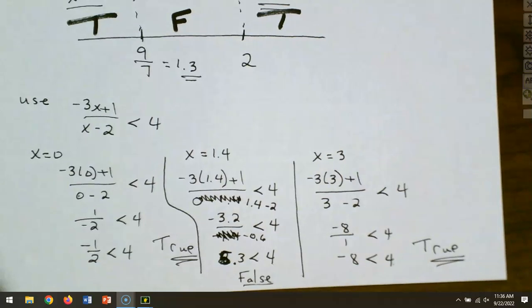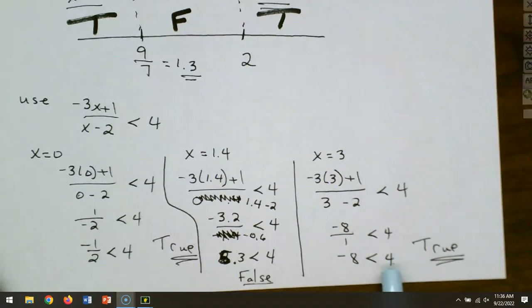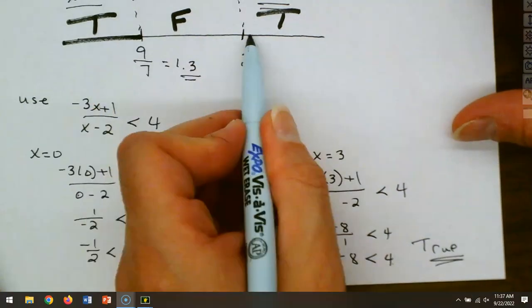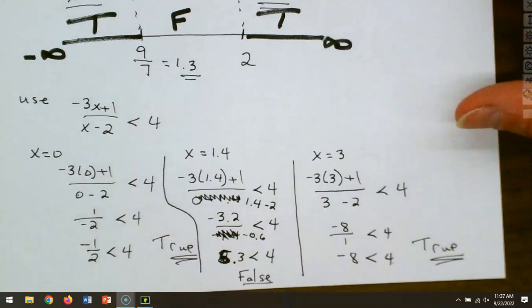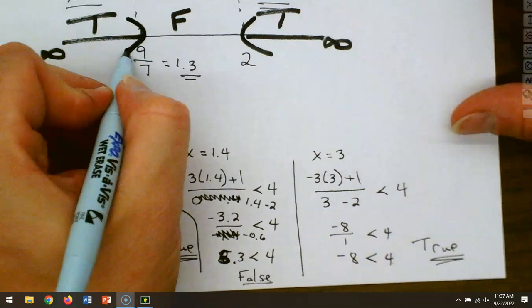Remember, how do I check these when I look at this? I make sure that it's opening towards the bigger number. 4 is bigger than a negative 8, so that's true. This one is false because 4 is not bigger than 5.3. Where's my answer going to be at then? On the edges. And this is negative infinity. This is positive infinity. They get parentheses.